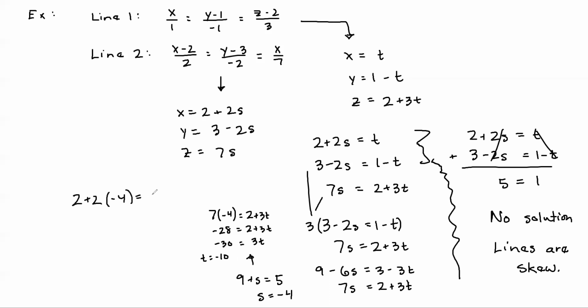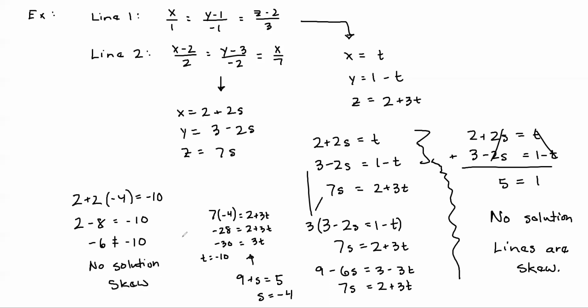equals negative 10, right? So take your s value, plug it in, take your t value, plug it in, and that's what happens. So we get 2 minus 8 equals negative 10. So we get negative 6 equals negative 10, right? And that is not true. So there's no solution. And you can tell that the two lines are skew.